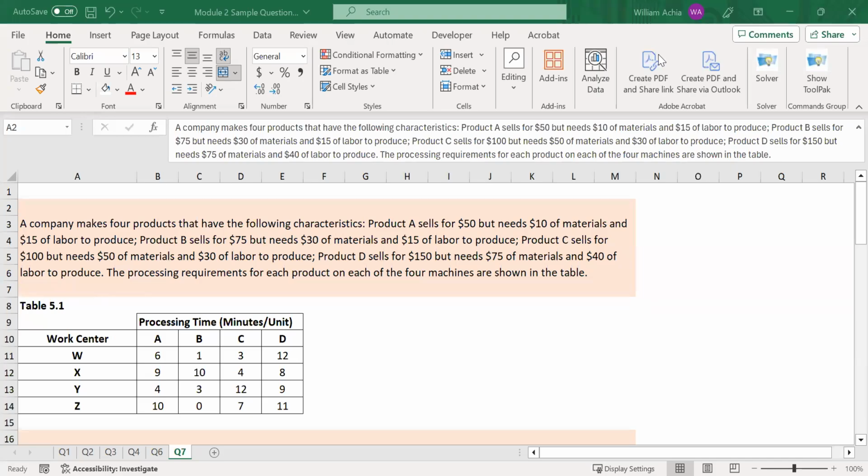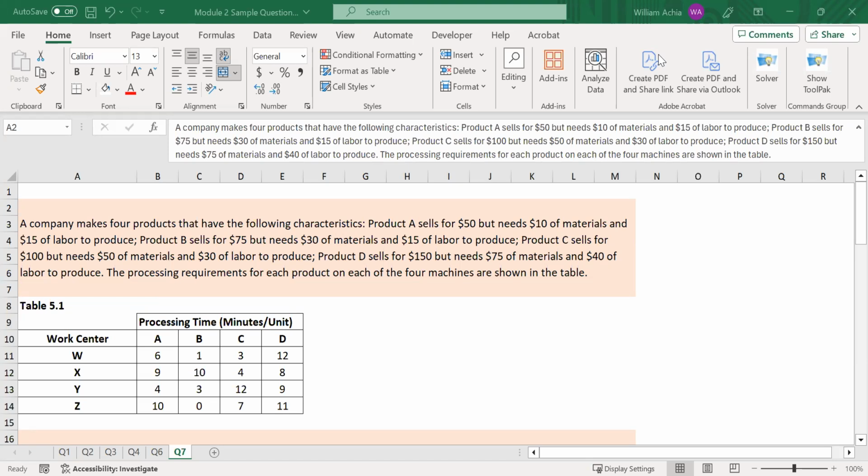Hey everyone, I want to take a moment and just discuss the last question that we had on the sample test. I think that's going to be the longest question that you'd have on the module 2 test. And question 7 read, a company makes 4 products that have the following characteristics.